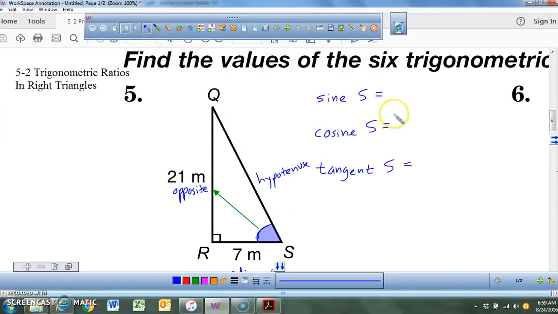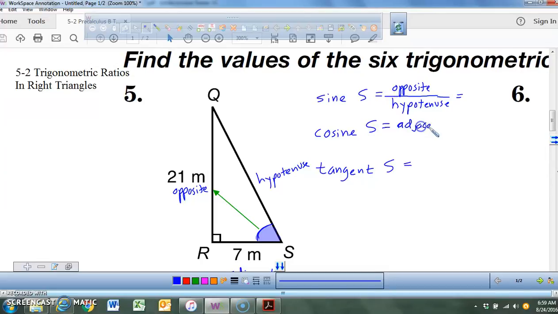All right. Now the sine of an angle is the relationship between the opposite side to the hypotenuse. So we're going to do a ratio of the opposite side to the hypotenuse. The cosine of an angle is the relationship between the adjacent side over the hypotenuse.